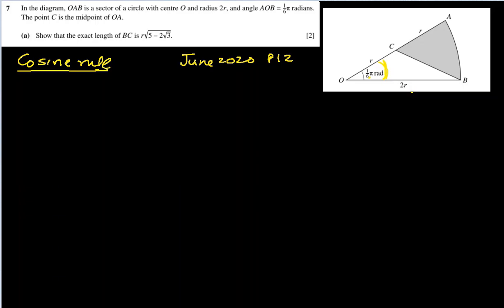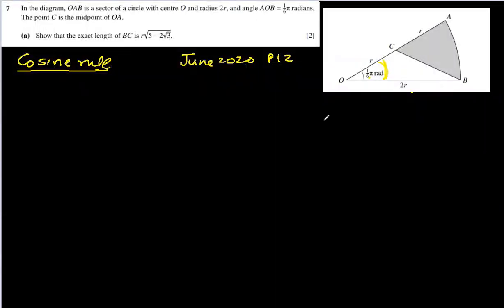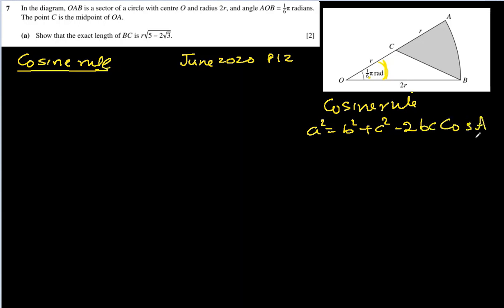Let me go to the formula sheet and see if the cosine rule is given there. Trigonometry. I can't see it. That means you have to memorize the cosine rule. So the cosine rule is a square equals b square plus c square minus 2bc cos A. Side a is opposite to angle A. This is very important, and that's what we have to use here.